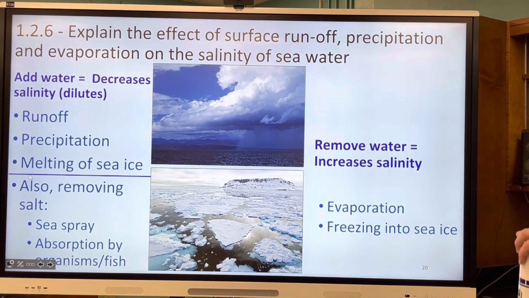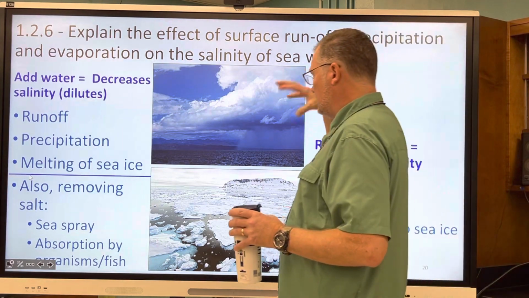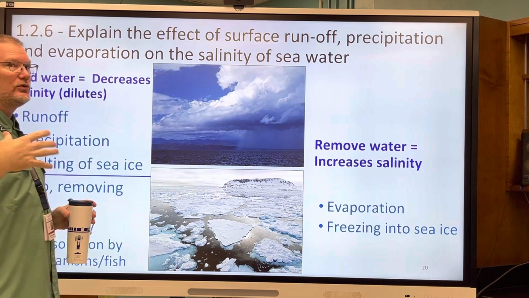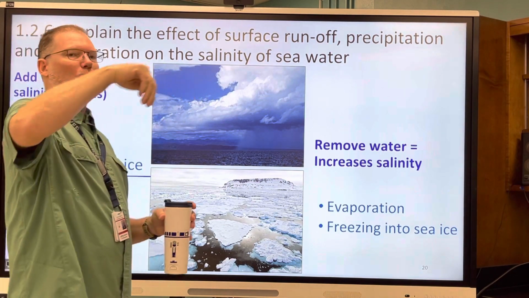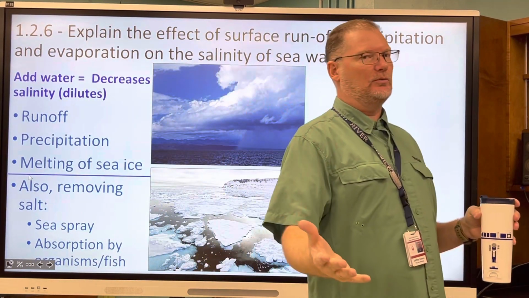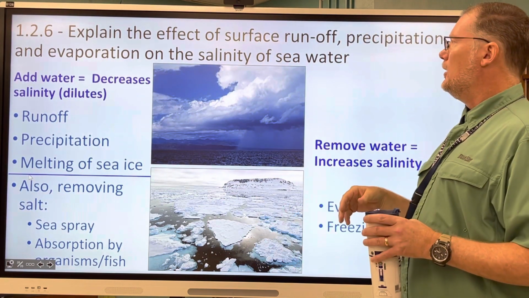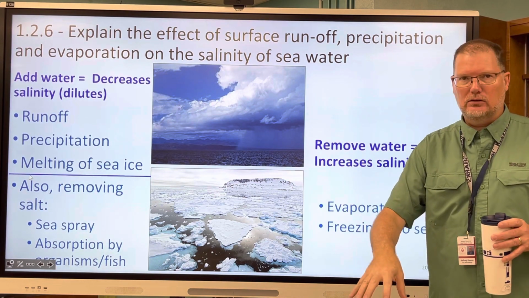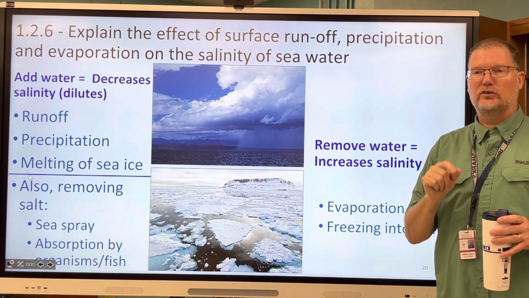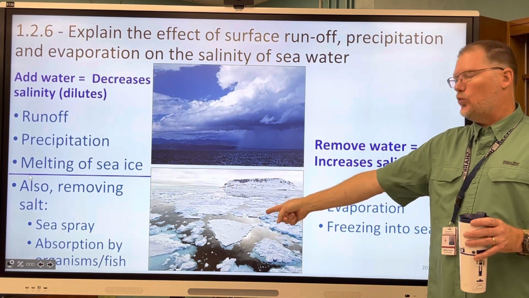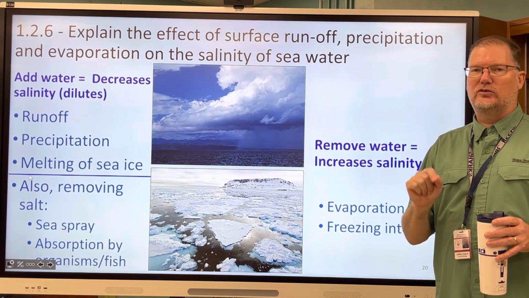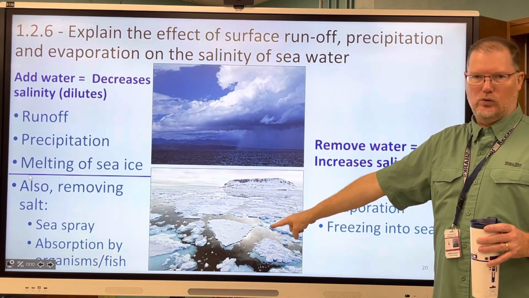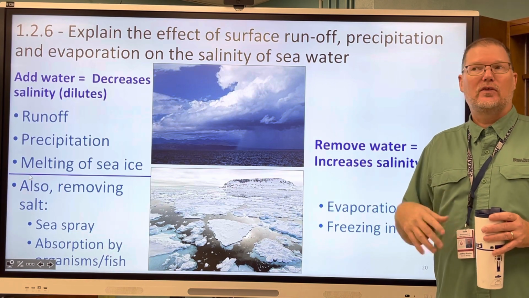So what's surface runoff? Surface runoff is when it rains, okay? And that rain falls on the land, which washes away the land into the water. These concepts are quite simple, okay? The opposite of that would be evaporating water from the surface or freezing water. Either way, you're taking out water. Putting in water, taking out water. And how do those change the salinity?